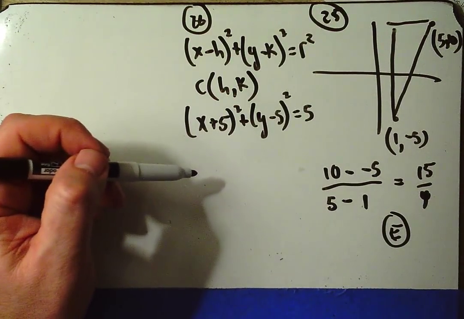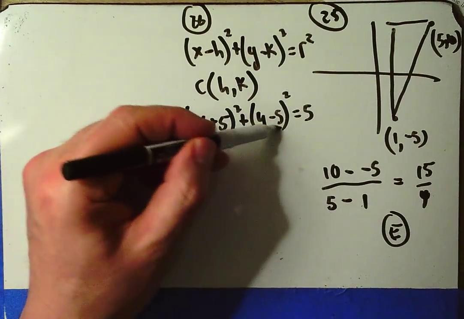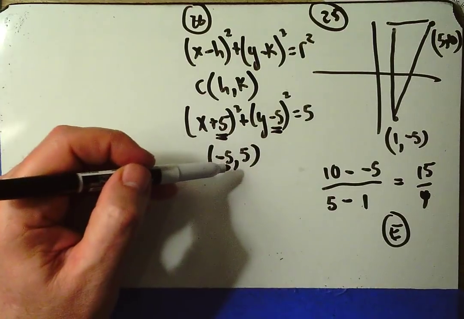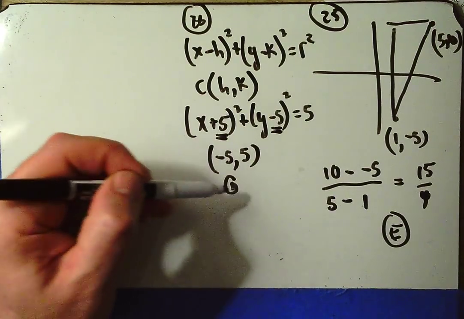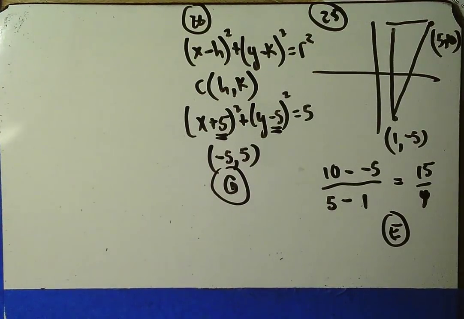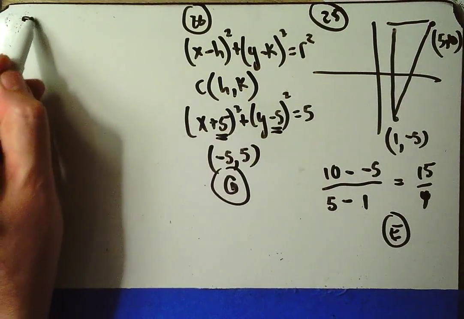What is the center of the circle? Well, the center of the circle is located at negative 5, 5. And that corresponds to choice G. Choice G for number 26. 27.